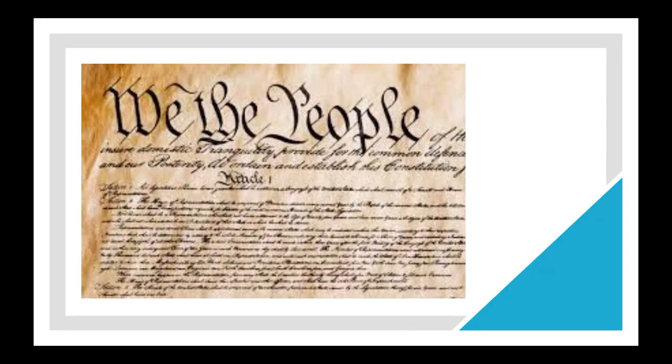You all know it from grade school. It states, and I quote, "Representatives and direct taxes shall be apportioned among the several states which may be included within this union, according to their respective numbers, which shall be determined by adding to the whole number of free persons, including those bound to service for a term of years, and including Indians not taxed 3/5 of all other persons."